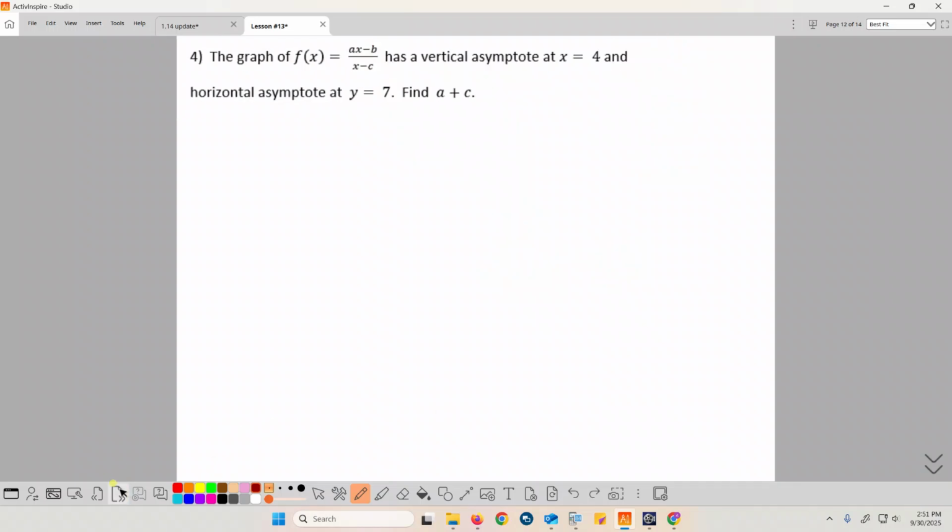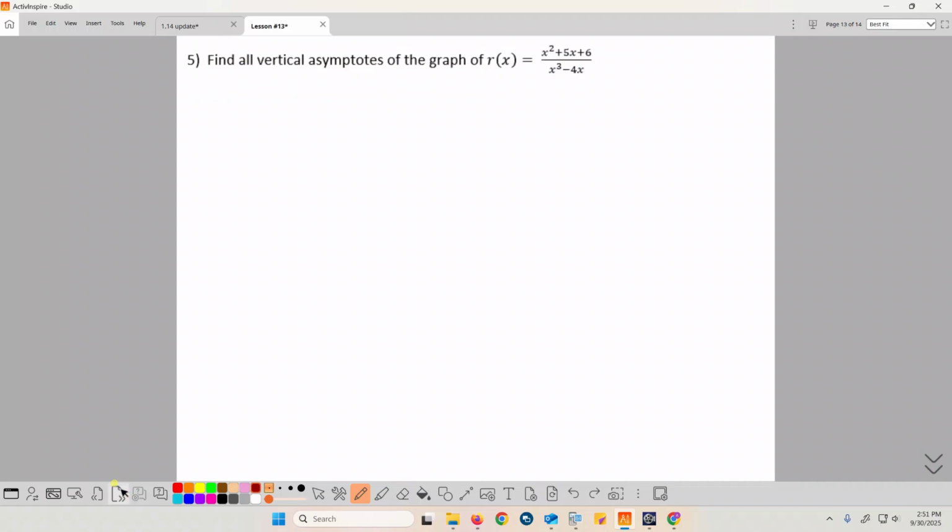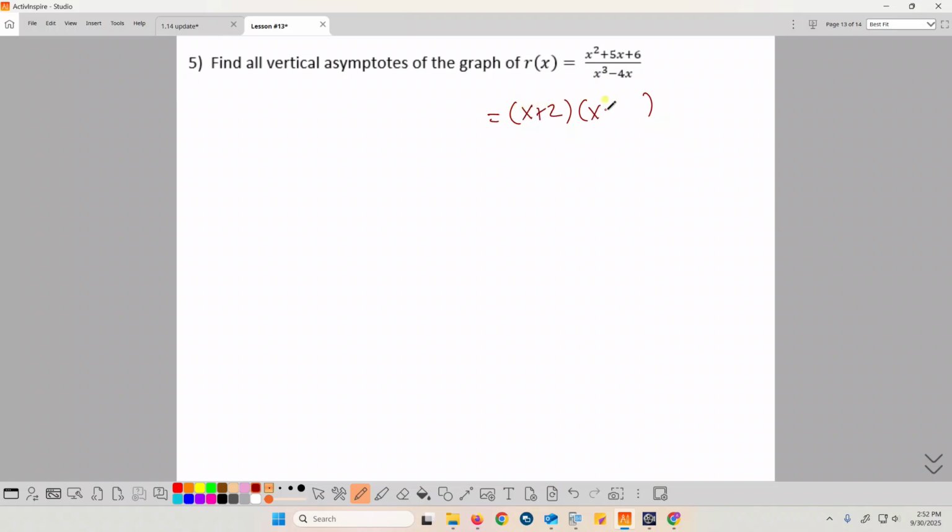And then I have another one just like that, but I think you're good with the one we did. I do like this next question. Find all vertical asymptotes of the graph. Could we factor this trinomial in the numerator, right? And we can. If we factor this trinomial in the numerator, we would get two factors, x plus 2 and x plus 3.